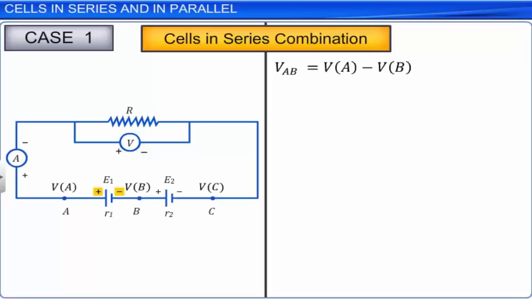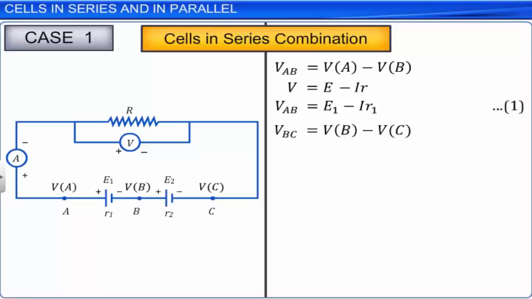We know that terminal voltage V is equal to E minus I into R. Substituting the corresponding expressions of cell 1 in this equation, we can now write VAB is equal to E1 minus I into R1. Let this be equation 1. Similarly, for the second cell, we can write VBC is equal to VB minus VC is equal to E2 minus I into R2. Let this be equation 2. We can now write the potential difference between the terminals A and C of the combination of cells as VAC is equal to VA minus VC, which is equal to VA minus VB plus VB minus VC.